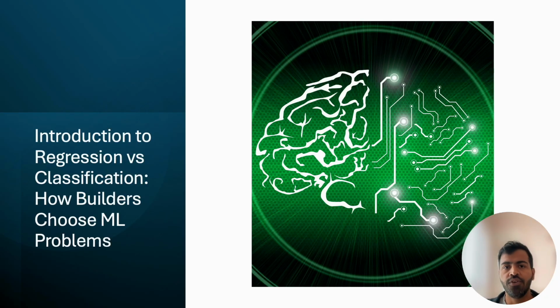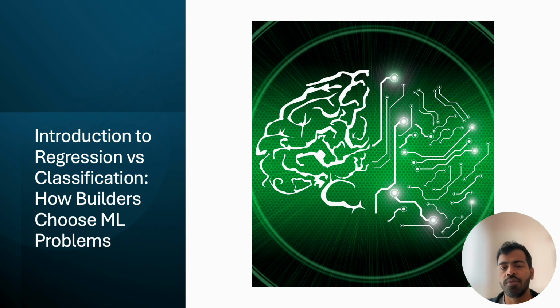In the previous video, we understood what machine learning is from a builder's point of view. In this video, we will answer a very important question. How do we decide what type of machine learning problems we are solving? Specifically, we will understand regression versus classification. This decision comes before choosing any algorithm.